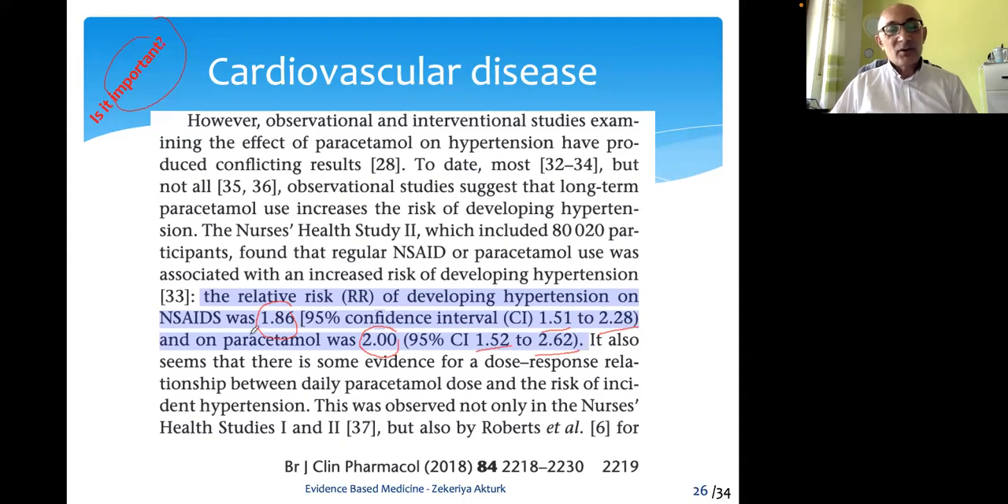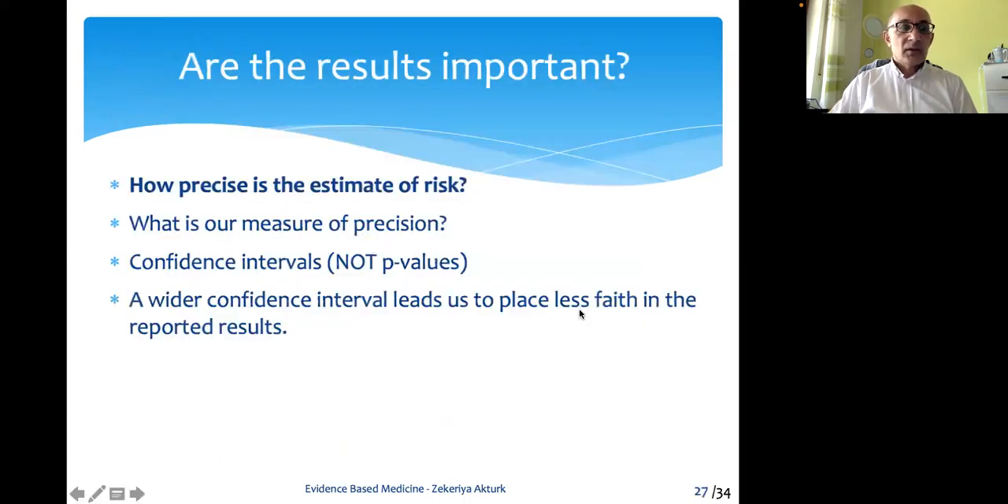But of course, only the relative risk or odds ratio itself is not enough. We have to look also how precise is the measurement. And if you look at the confidence interval here, it is between 1.5 and 2.6. So not very bad, I would say. That is subjectively said, but it should be narrow. The more narrow confidence interval you have, the more precise measurement you have. So our measure of precision in this case are the confidence intervals, not the p-values.